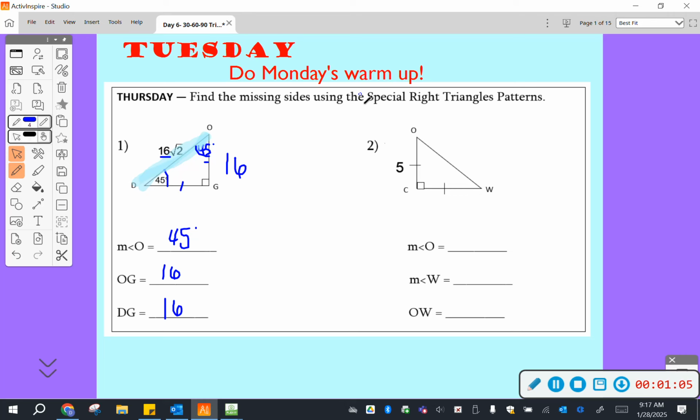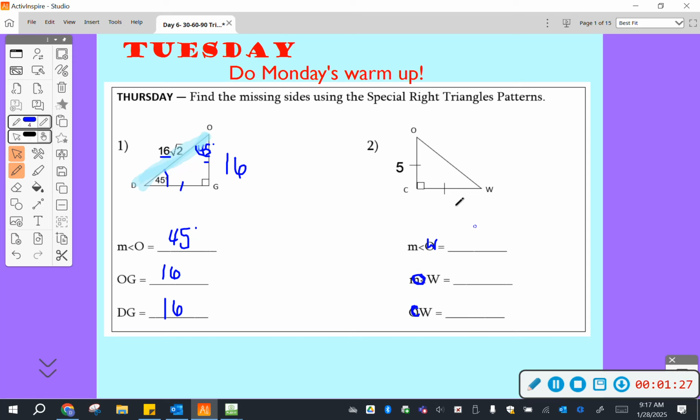All right, number 2 does not have 45s anywhere. Oh, by the way, I think this is different. Y'all says measure of angle W first, and then what does the second one say? OW, and then the third one? CW. Thank you. Okay. I don't know why mine is wrong.